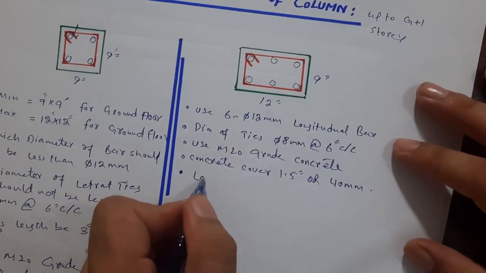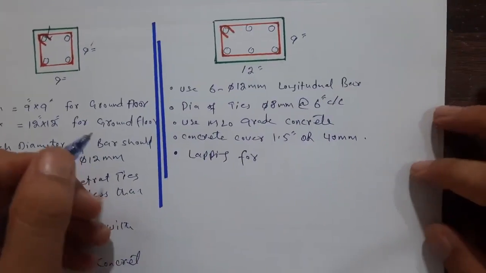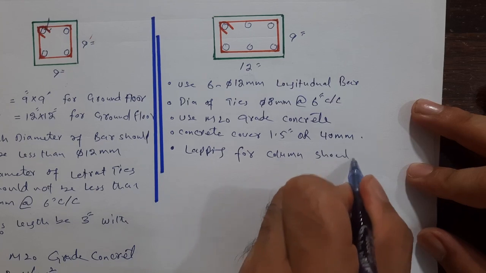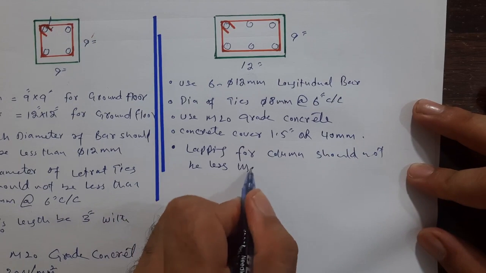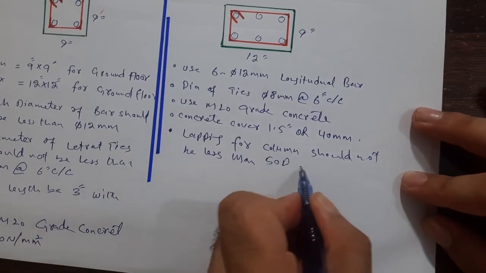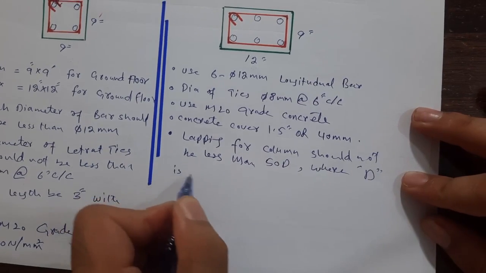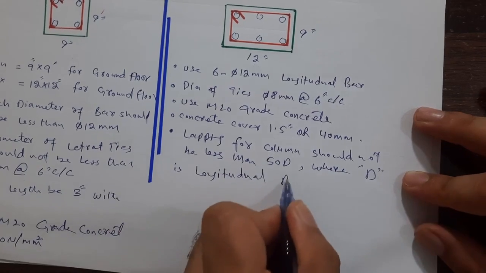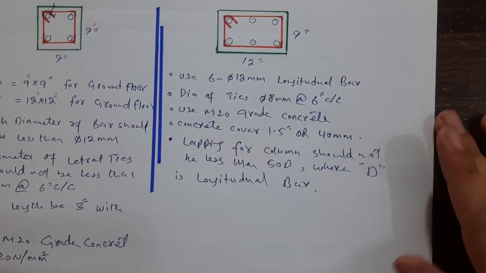Next guys, lapping, especially for column, should not be less than 50D, where D is the diameter of longitudinal bar. Guys, you can see clearly everything.